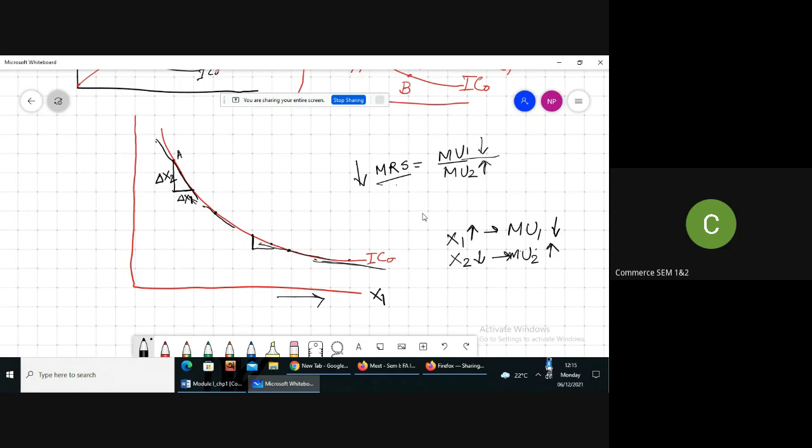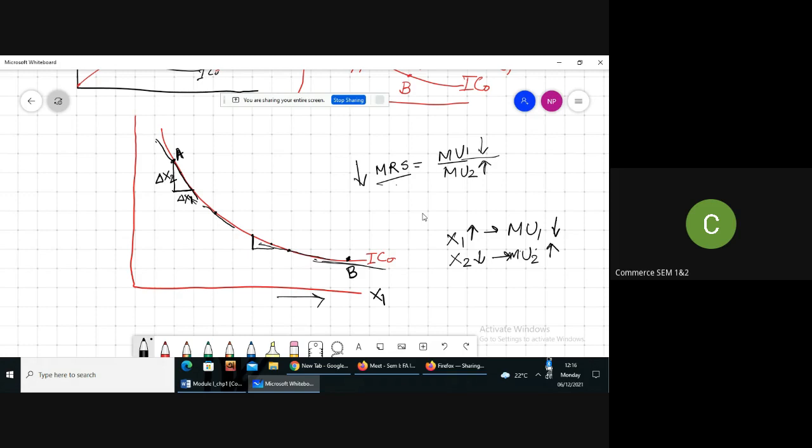এর আগে আমি যেটা বলেছিলাম কনভেক্সিটি, ধরা যাক দুটো পয়েন্ট A আর B, point B is here, point A is here. Okay. Now point A and point B are on the same indifference curve. So the utility at point A is equal to utility at point B. So point A and point B are indifferent.